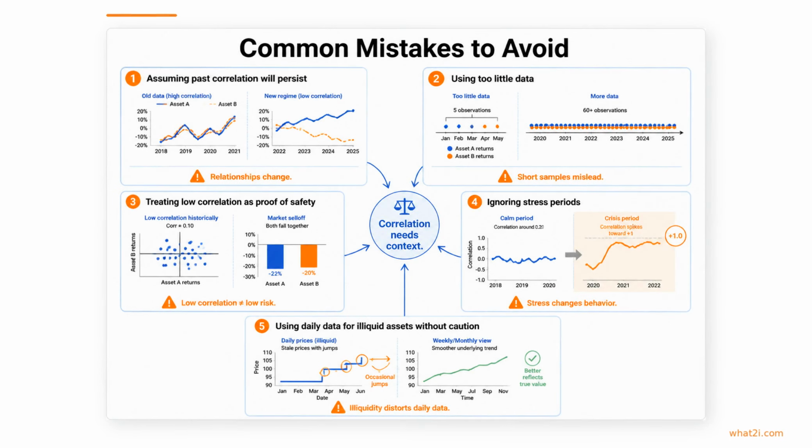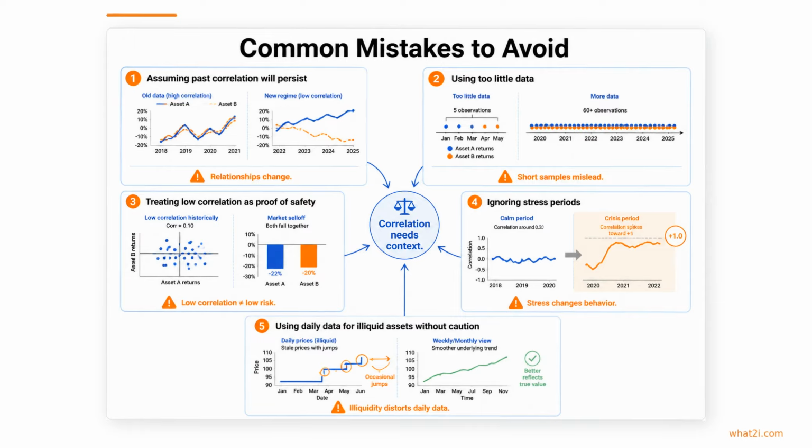Several mistakes can make correlation analysis less useful than it appears. One is assuming that a relationship observed in the past will persist unchanged into the future. Another is using too little data, which can produce a noisy number that looks precise but is not reliable.